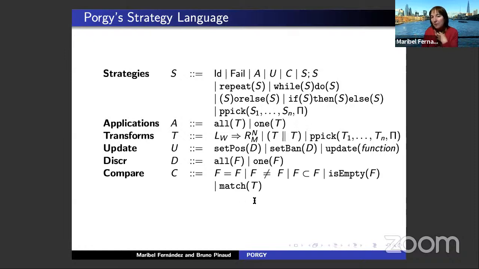The rest of the language allows you to select subgraphs to make your rule application. You can select them interactively, like Bruno was showing. You can interactively select the part of the graphs or the derivation tree you want to focus on, but you can also do it from the strategy language. You can define the position you want. You can set the position for rewriting. You can set the ban graph, etc.